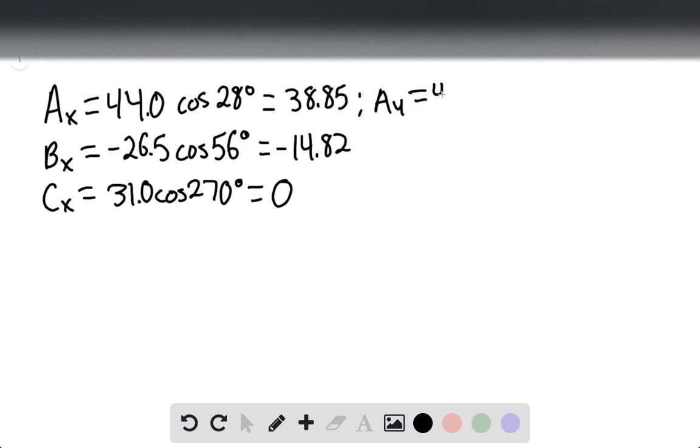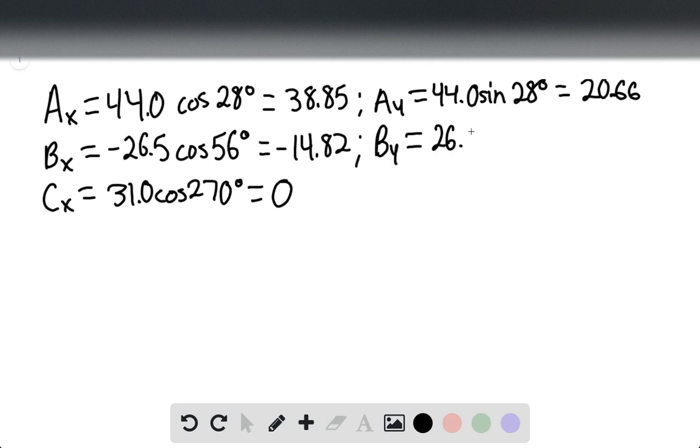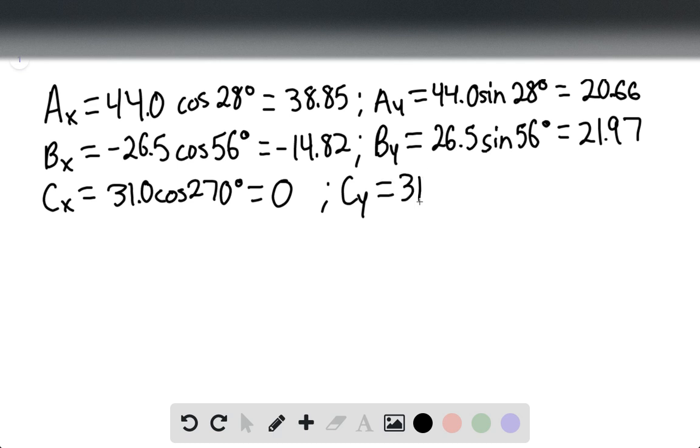A sub y will be 44.0 sine of 28 degrees, and this will give us 20.66. And then we have B sub y. This is going to be 26.5 sine of 56 degrees. And this is giving us 21.97. And then, of course, vector C is all in the y direction, so this will be 31 sine of 270. Sine of 270 is negative 1. So this will be negative 31.0.